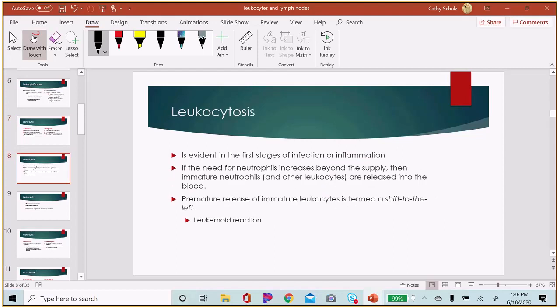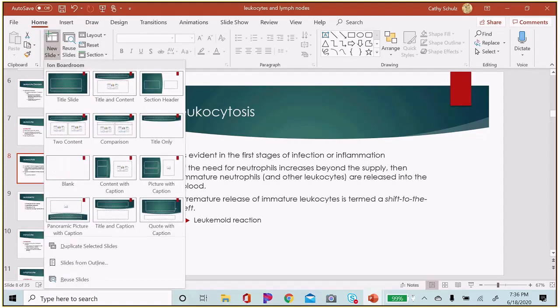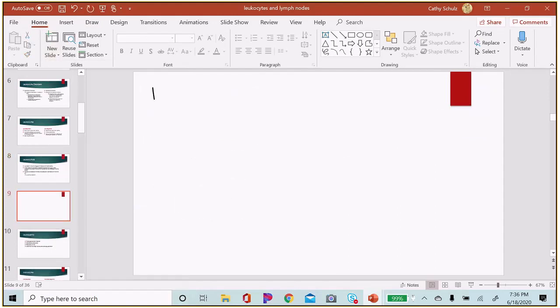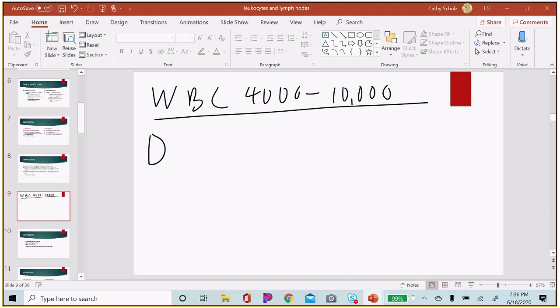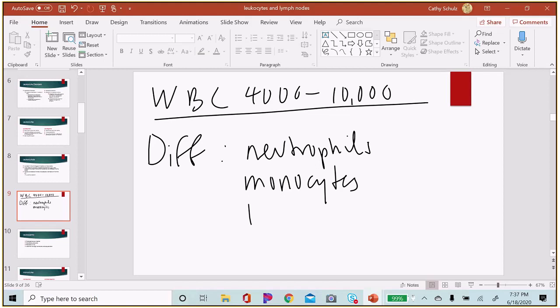So I'm not sure if you guys have ever heard people talk about white blood cell counts. We have our white blood cell count, which is 4,000 to 10,000. And then especially if it's elevated or decreased, the next step is to look at the differential, because we want to know, of the white blood cells that are present, what percentage of each type of cell is there. Especially looking at neutrophils, our first line, monocytes, our second line, and lymphocytes.